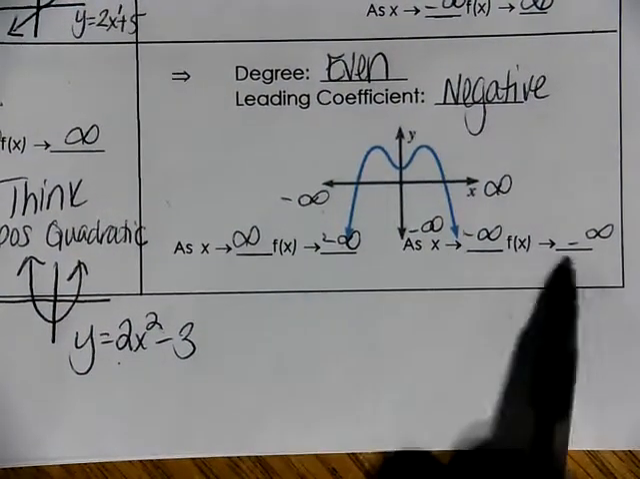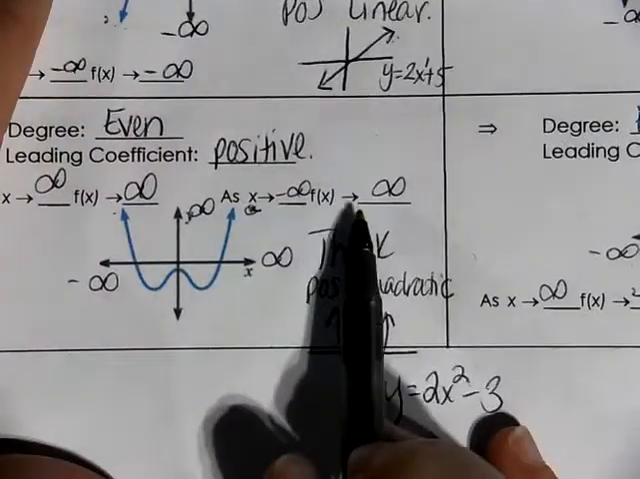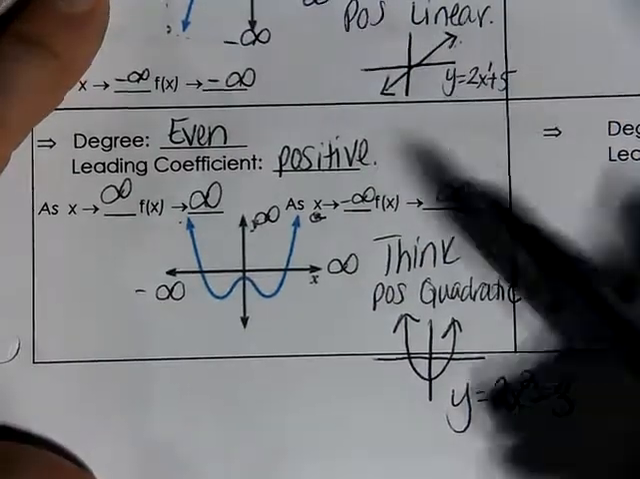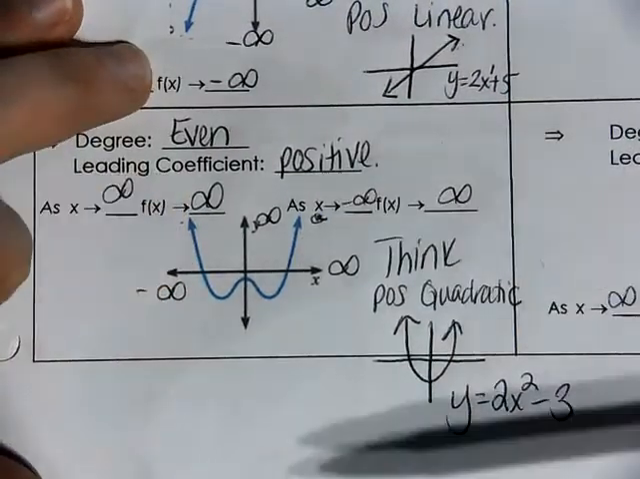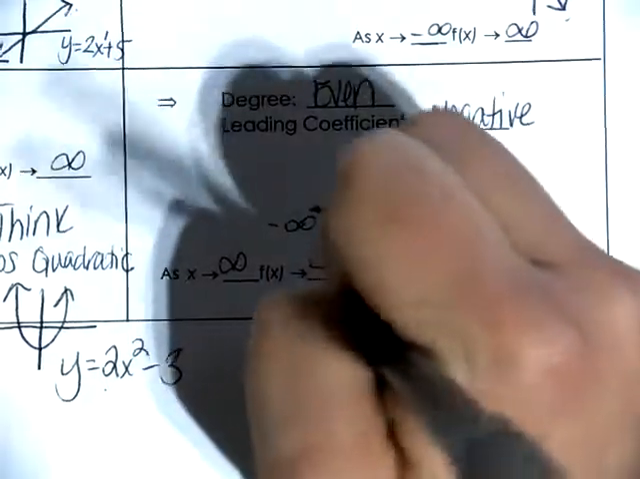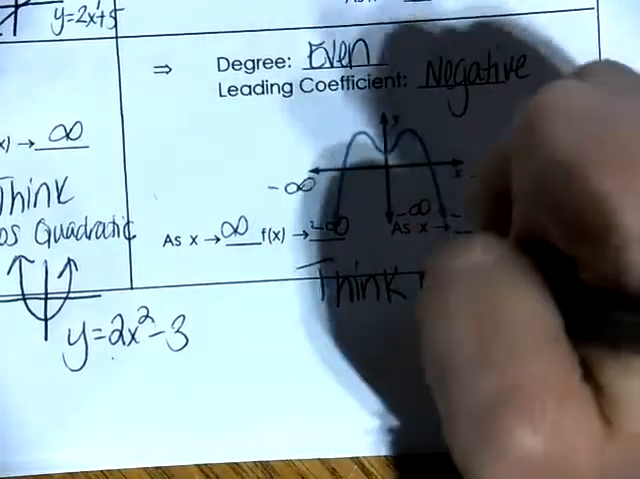So it's approaching negative infinity. So in terms of our end behavior, f of x is always going to approach the same exact infinity. So it's going to go in the same exact direction. So if we have an even positive, we have up, up, and an even negative, we have down, down. And whenever you are asked to visualize an even negative, I always want you to think of a negative quadratic.